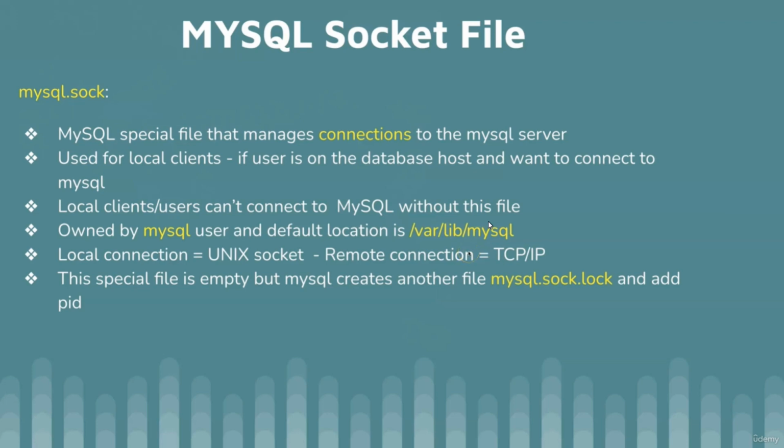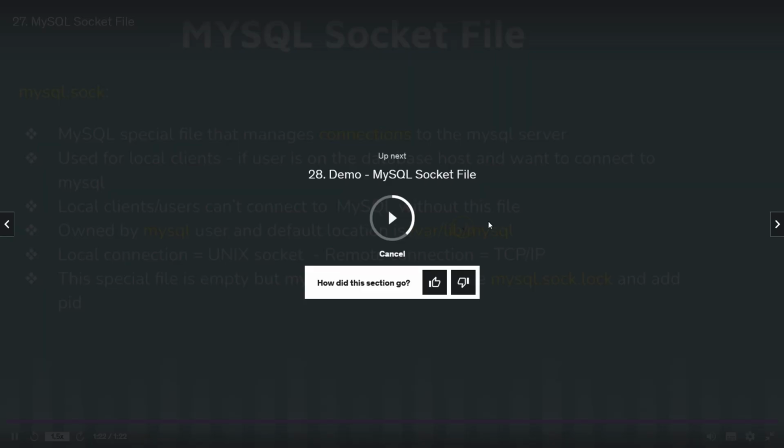It is owned by the MySQL user, and the default location is /var/lib/mysql, which we also call the data dir. Like I said earlier, for local connections this Unix socket file is used, and for remote connections, MySQL manages them via TCP/IP methods. This special file is empty by default, but the MySQL server creates another file called mysql.sock.lock, and it puts the PID of the MySQL server daemon in it. Both of these files then become prerequisites for the clients and the users to connect to the MySQL server locally. So let's see this in action.